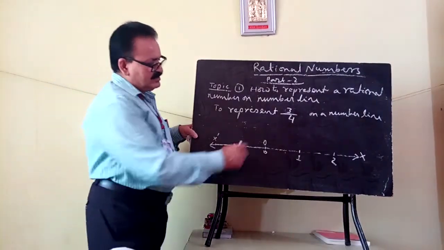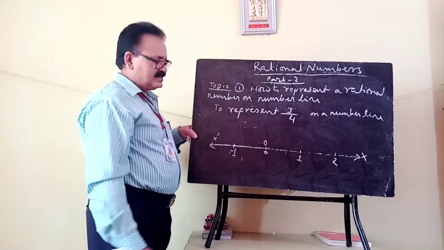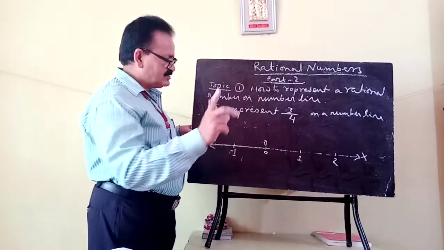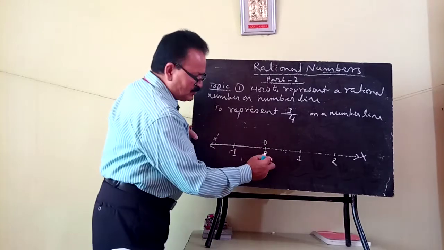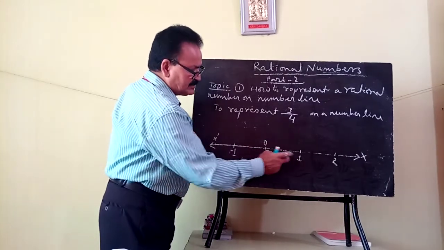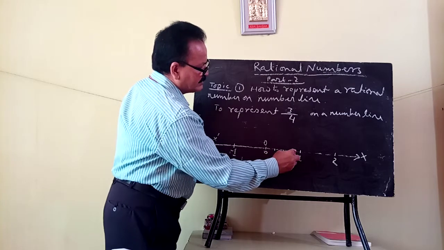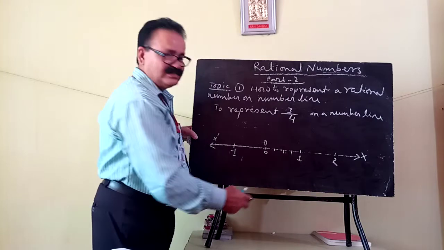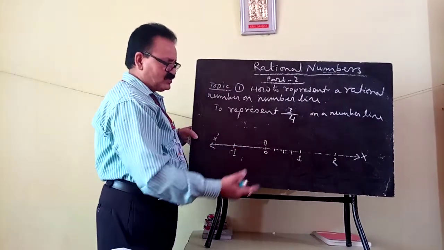Now what you will do, you have 4 in the denominator. That means each unit is to be divided into 4 equal parts. So for that, 4 minus 1 means 3. You have to put 3 marks in between 0 and 1: 1, 2 and 3. So by placing 3 marks in between 0 and 1, this 1 unit is divided into 4 equal parts.